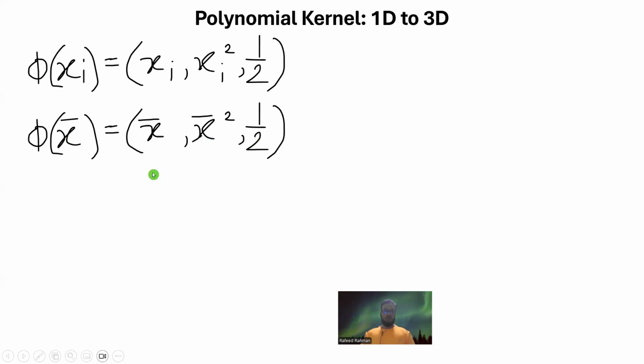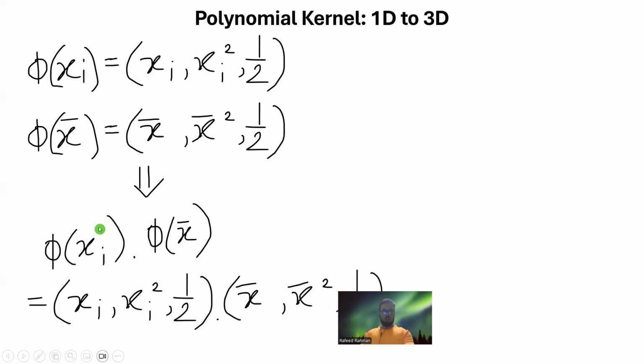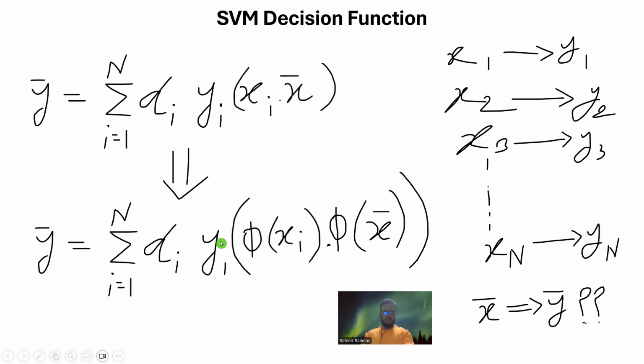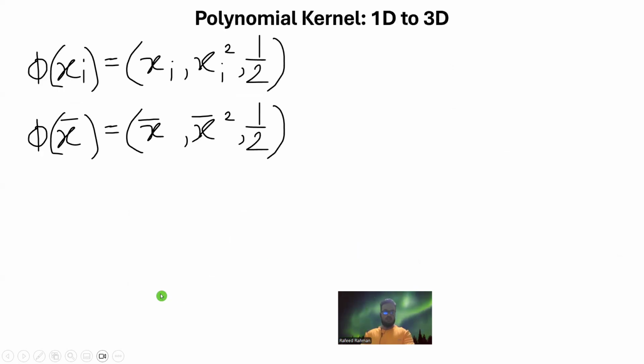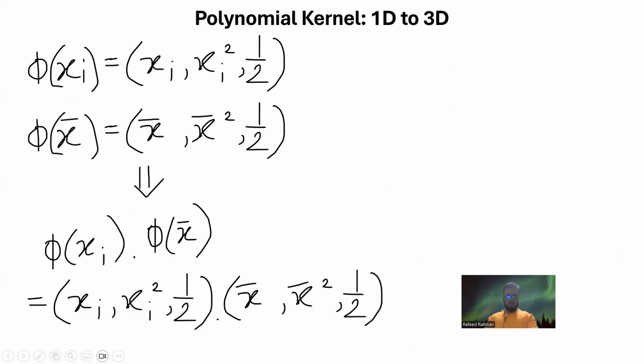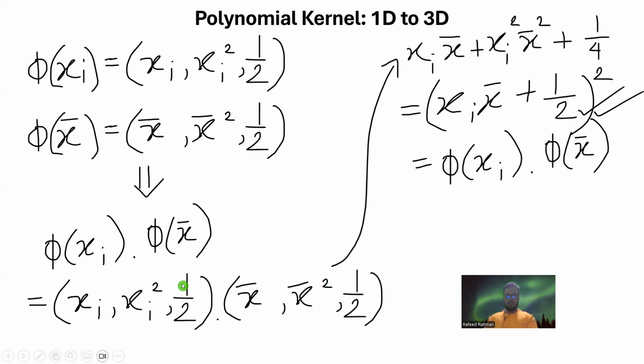Okay. So now, as you know from the previous slide, we need to do phi xi into phi x bar. If you don't remember, let me go again. You need to do phi xi into phi x bar, right? So let us do that. If we do that, then this is what we are doing here. If we break this down even further, then this is what happens, right? If we multiply these two things, then ultimately this is what we get. And this is equal to phi xi into phi x bar. I think this is very clear to everyone.